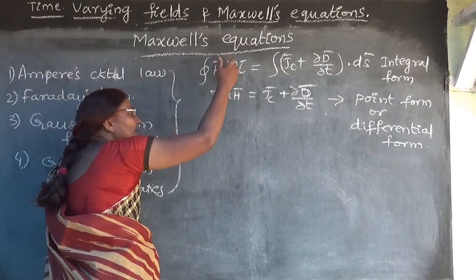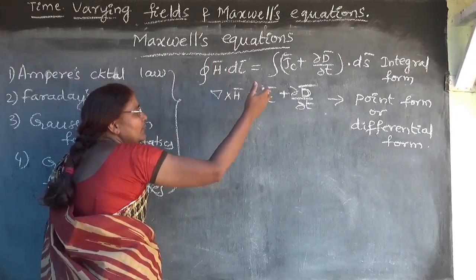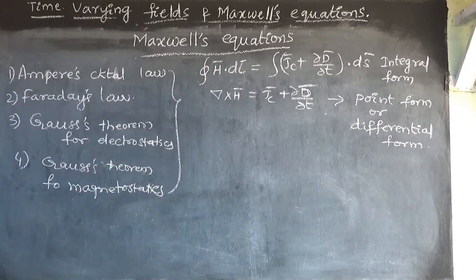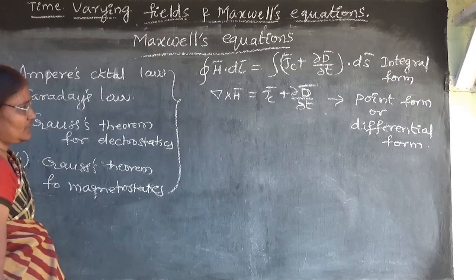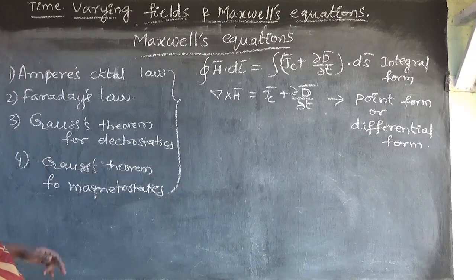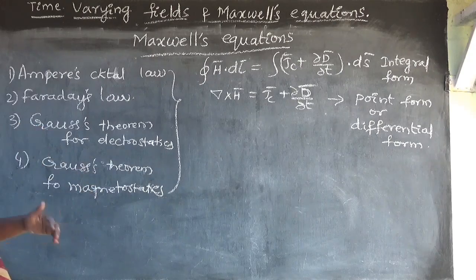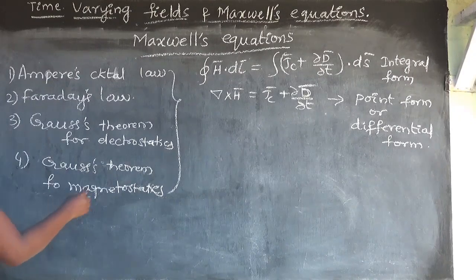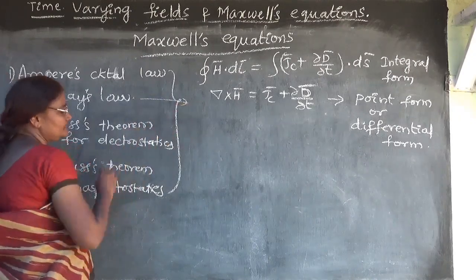And for the same equation, this is the point form or differential form. So likewise, every Maxwell's equation will have an integral form as well as a point form or differential form, and we can use any form according to our requirement to solve any problem. Now we go for the second law, Faraday's law.